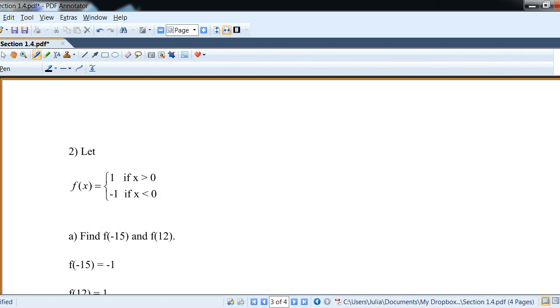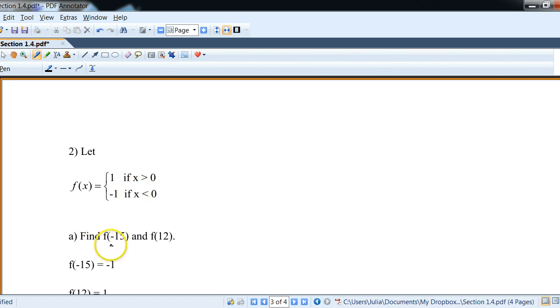So let's keep going to the next one. What if our function was 1 if x is greater than 0 and negative 1 if x is less than 0? Now notice it could be that both inequalities are strict. Essentially x equals 0 is not included in the domain of the function, which can happen, so the transition point is missing. But we can still graph this.